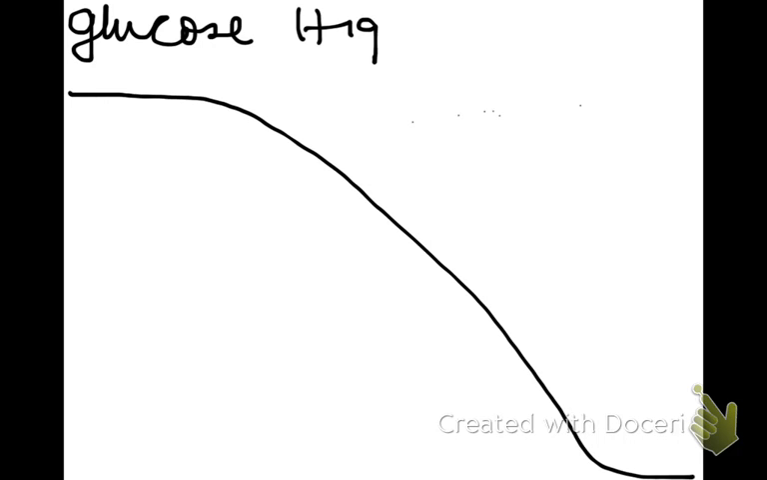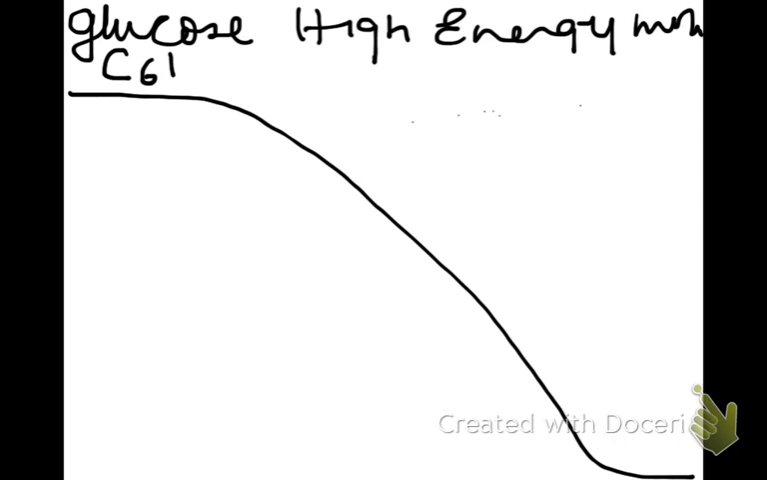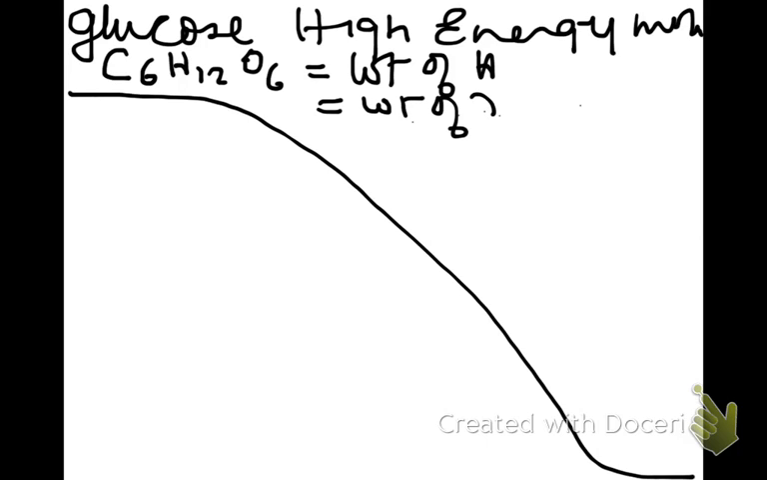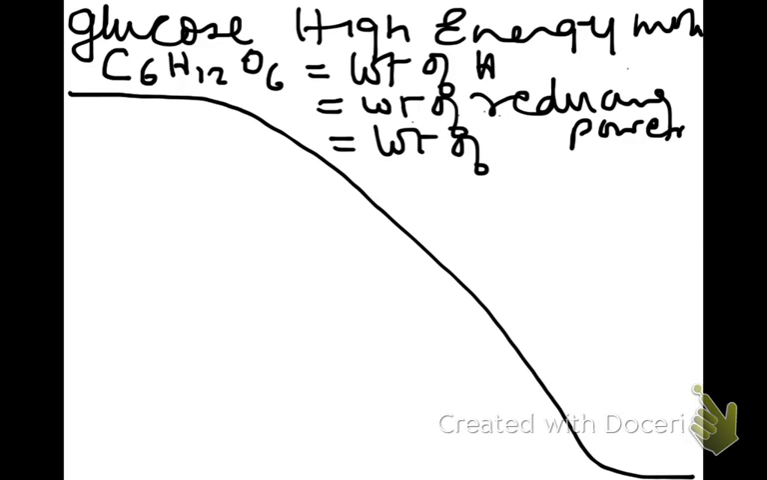It's a high energy molecule. Why does it have a lot of energy? Remember, the molecular formula of glucose is C6H12O6. Now this has a lot of hydrogens, which in turn can be explained as a lot of reducing power, or a lot of electrons or protons, as you can explain.